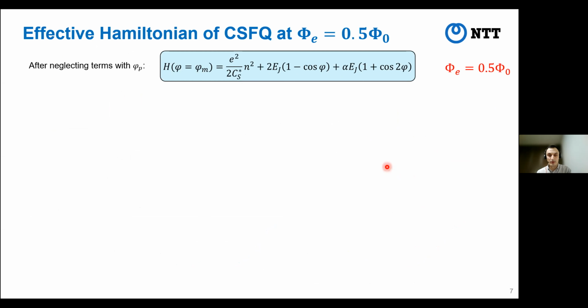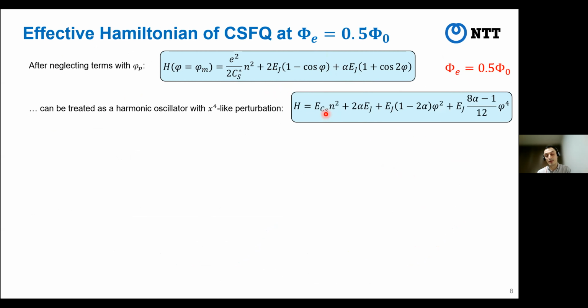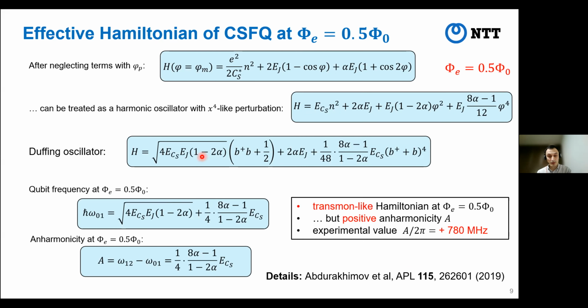At a magnetic flux of half the magnetic flux quantum, the Hamiltonian of our qubit can be reduced to one-dimensional form, and similar to the treatment of transmon qubits, we can expand the cosines for small values, so the Hamiltonian can be written as a harmonic oscillator with a quartic perturbation. Similar to a transmon qubit, we can also write the Hamiltonian in the form of the Duffing oscillator. However, there are some differences between our qubit and transmon qubits. For example, anharmonicity is positive in our case, while for conventional transmons, it's negative.